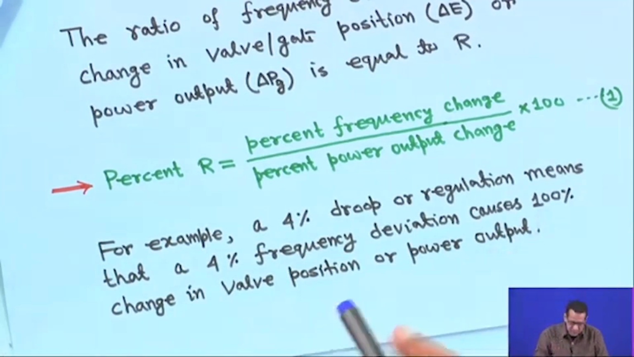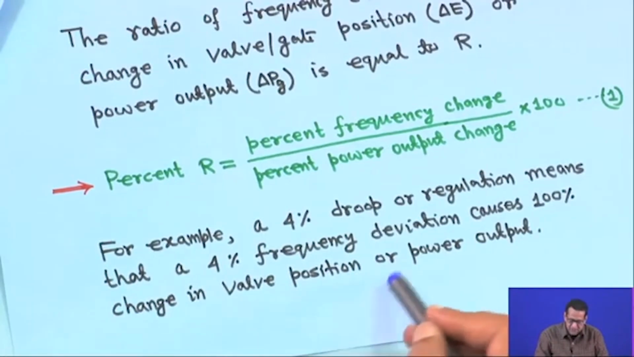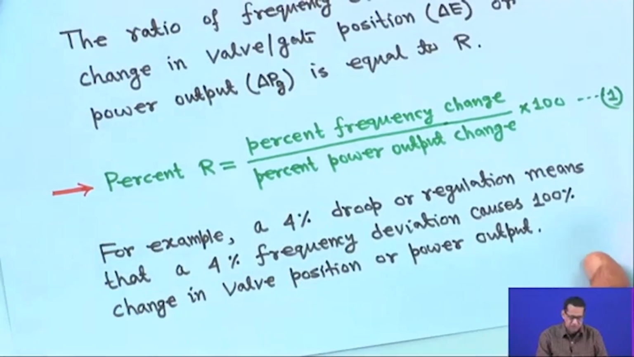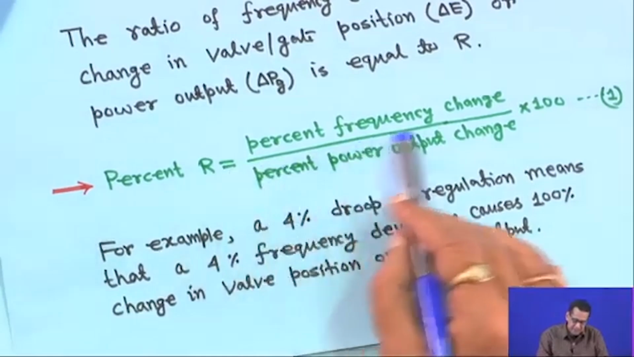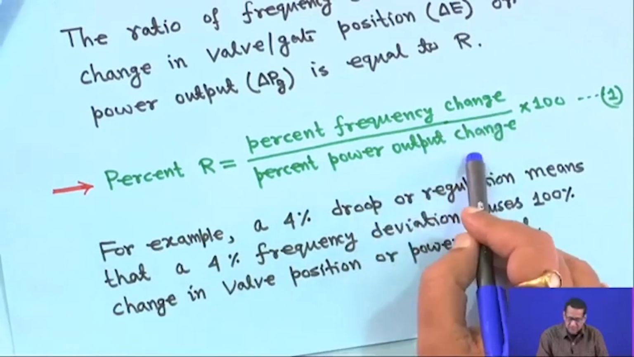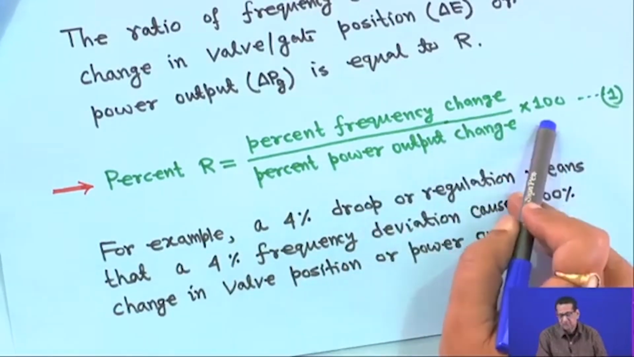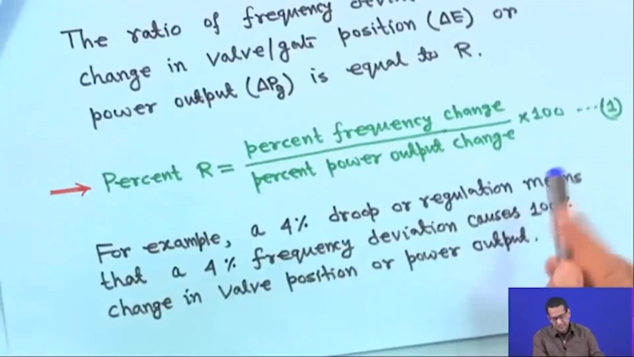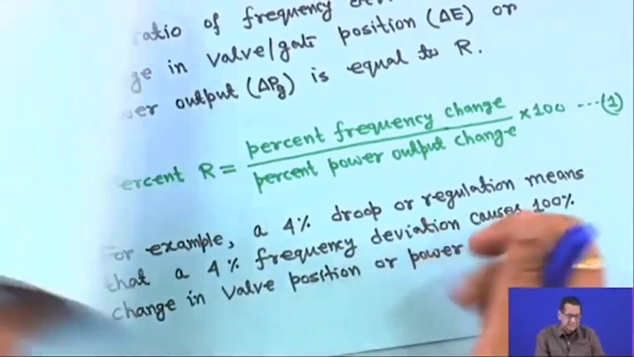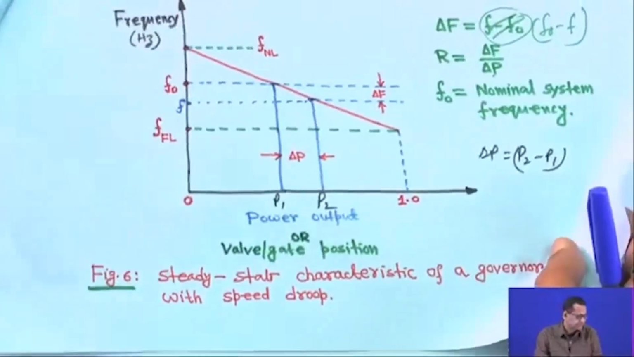If it is in power unit, you can say valve position or power output. So percent R is equal to percent frequency change by percent power output change, into 100. This is what we have given as equation 1, and we will see much more later.